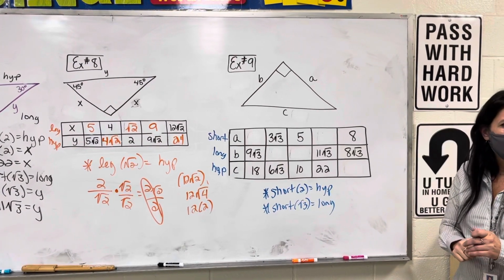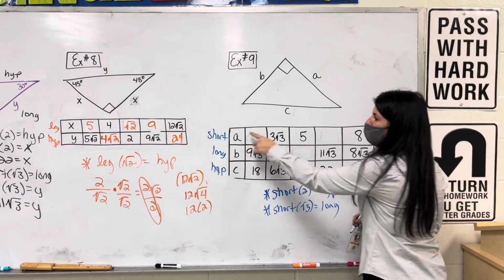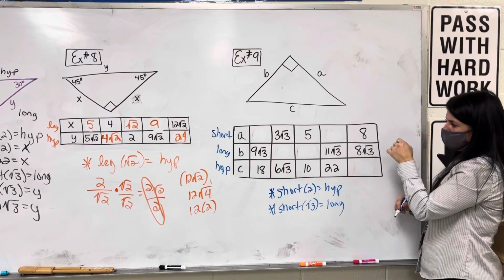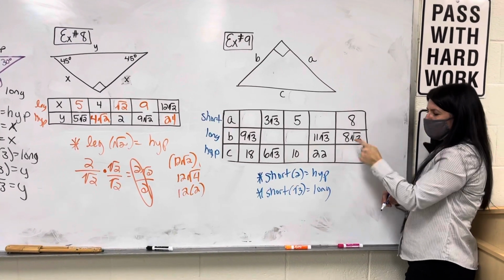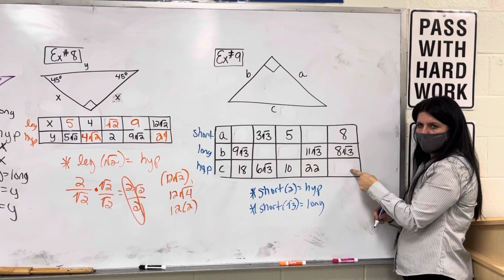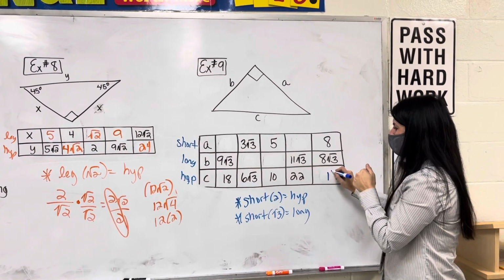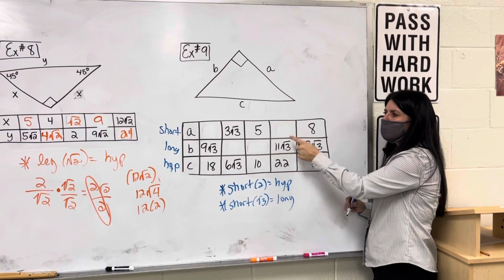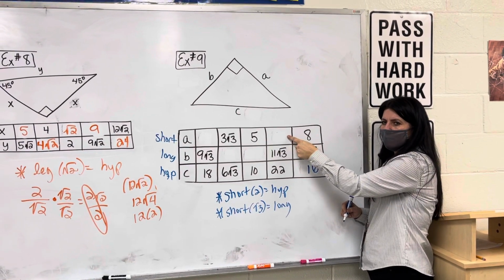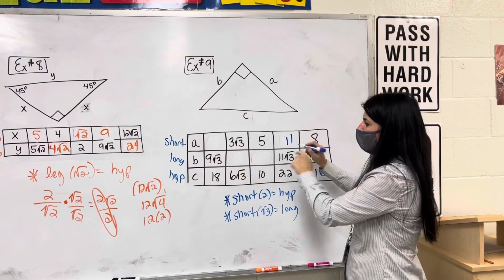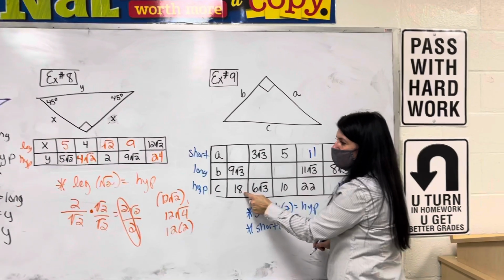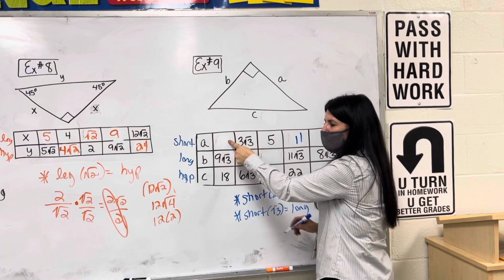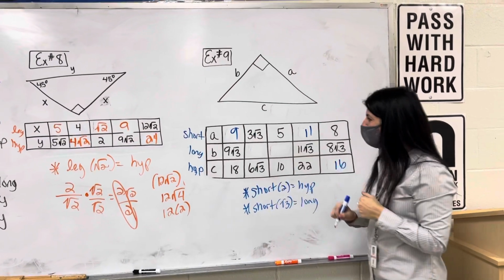So let's start with easy stuff. Short times 2 gives me hypotenuse. Short is 8. What's my hypotenuse? 16. That's an easy one. How about here? If my hypotenuse is 22, what does my short leg have to be? 11. Good. How about over here? My hypotenuse is 18. What's my short have to be? 9. See, that wasn't too hard.